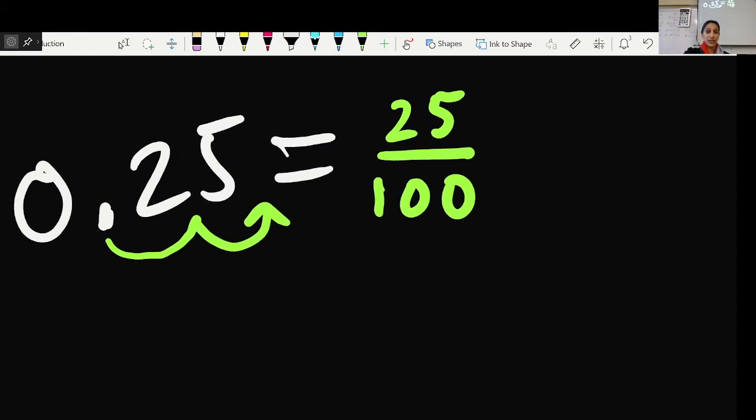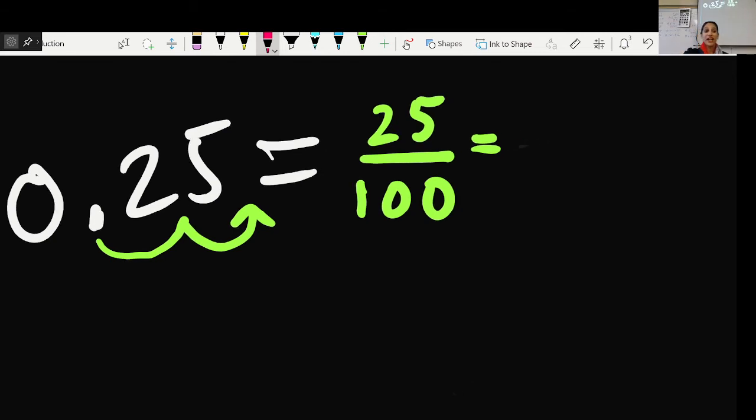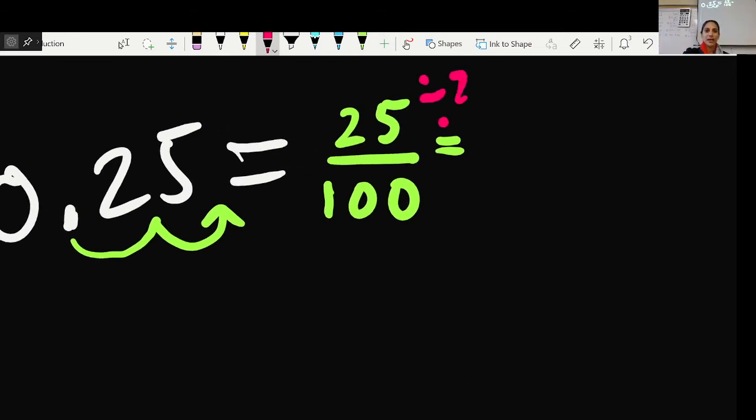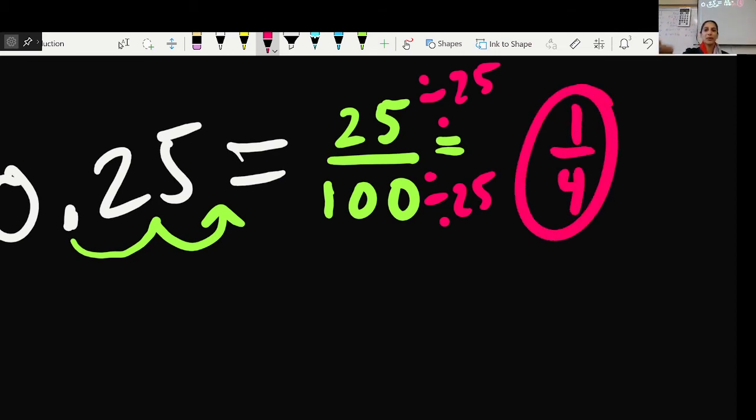Okay, so that's good. We did change it to a fraction, but we never want to leave our fraction in this form. Whenever possible, we want to shrink it down or reduce it. And the way to do that is to look for the largest number that goes into the top and the bottom. What would that be in this case? 25. So if I divide by 25, top and bottom, what do I end up getting? 1 over 4, which is the number we had originally started with. That was easy. Good.